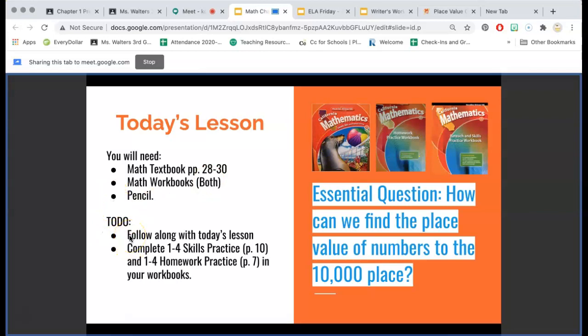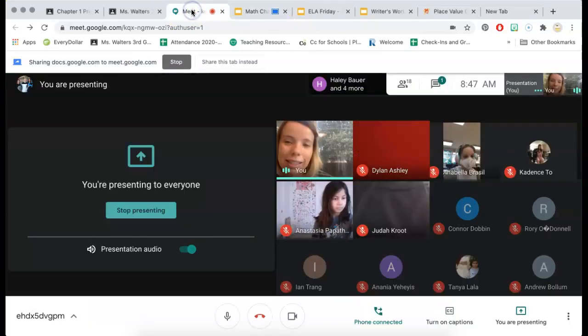What you need to do today is follow along with today's lesson and complete 1-4 skills practice. That's on page 10 of your Reteach and Skills Practice workbook. And 1-4 homework practice, that's on page 7 in your homework practice workbook. And our big question is, how can we find the place value of numbers to the 10,000s place?